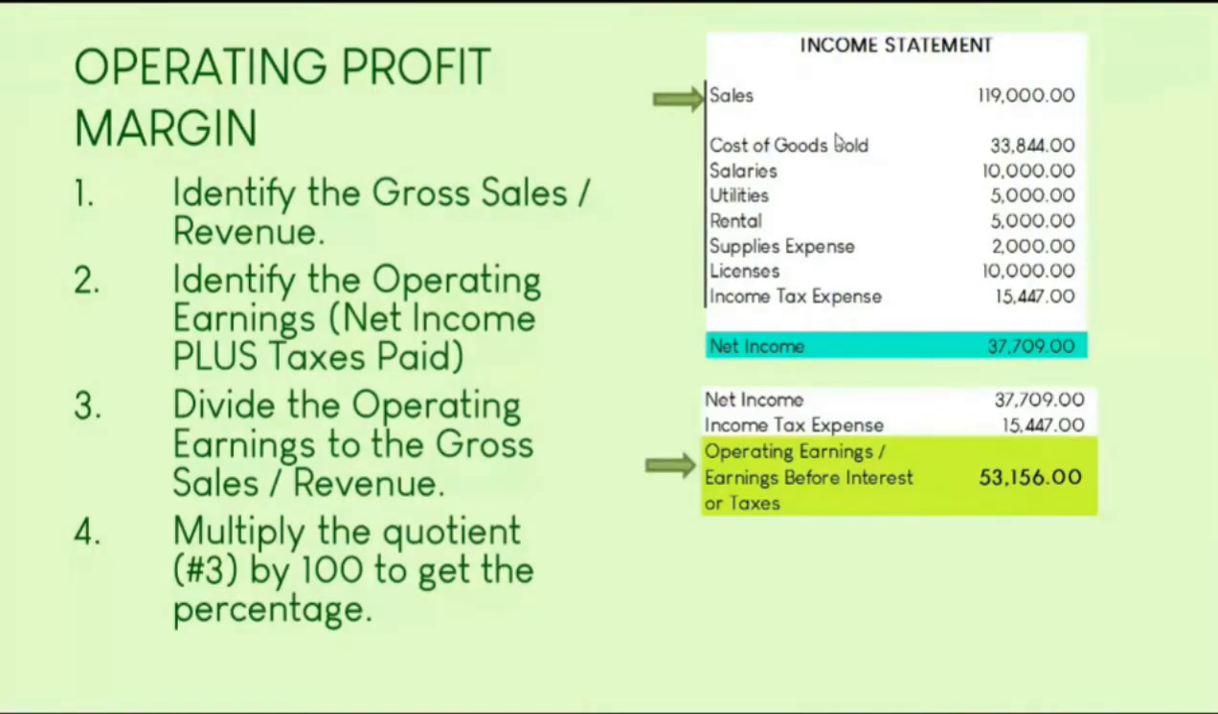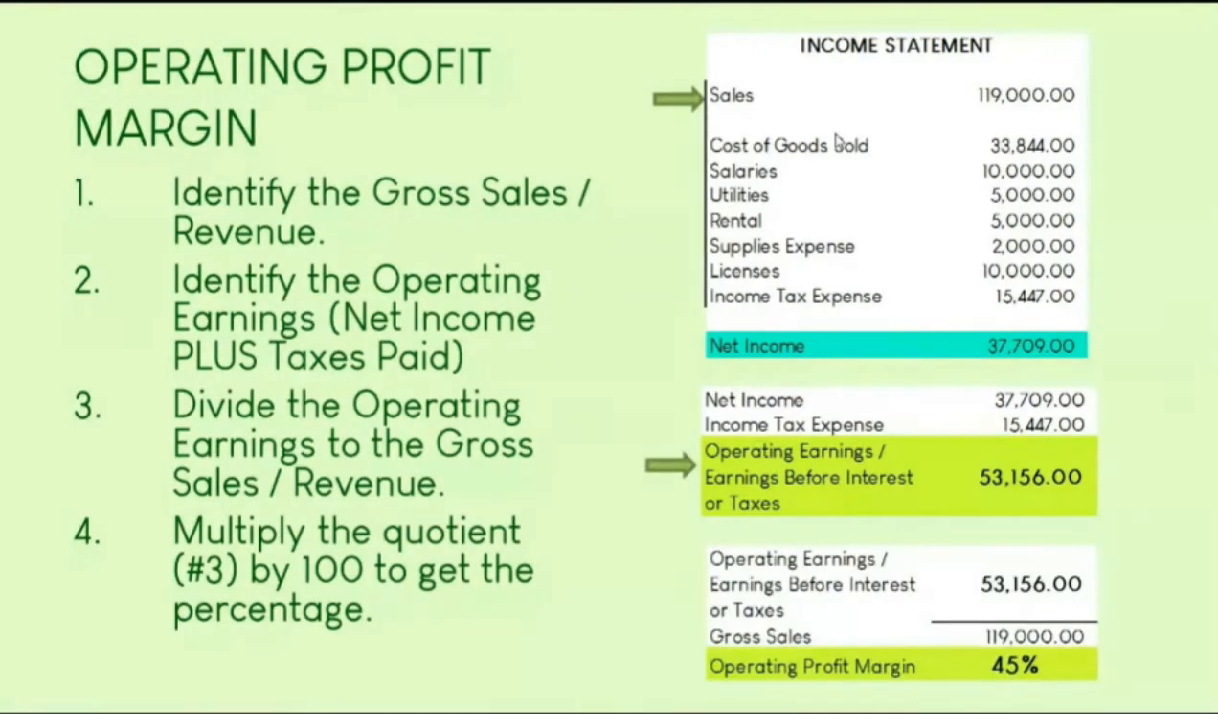Next, we get the relationship of this value with our gross sales. So 53,156 divided by 119,000 times 100 is equal to 45%. So this means after our operating earnings, we still have 45% of the gross profits to use for our income taxes and for the interest expenses.